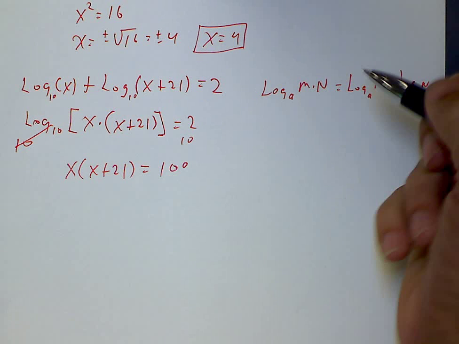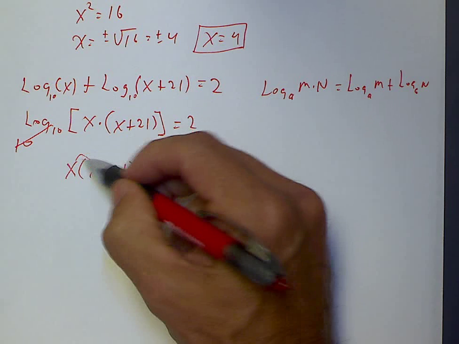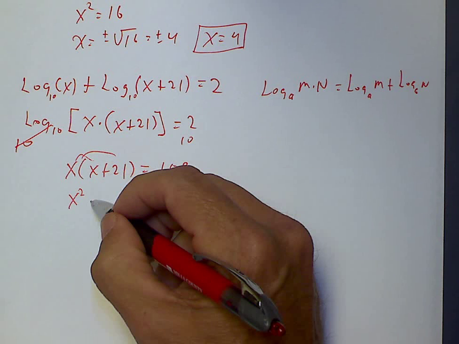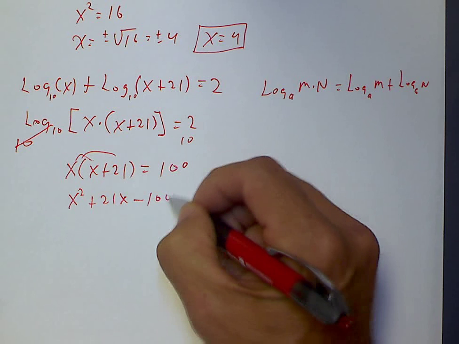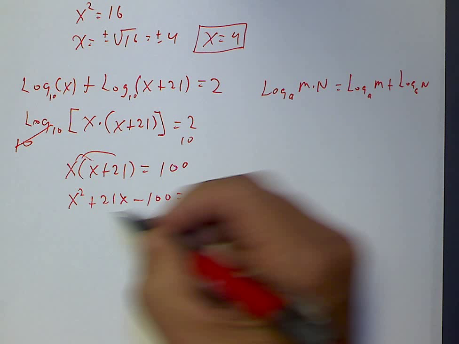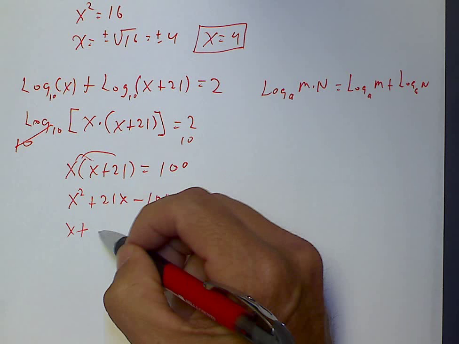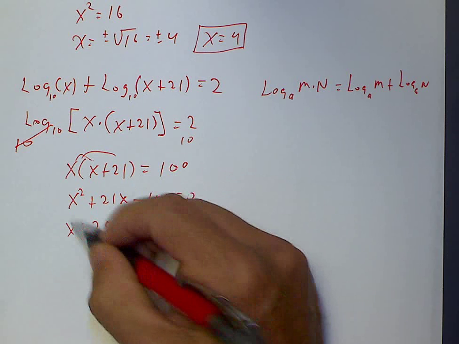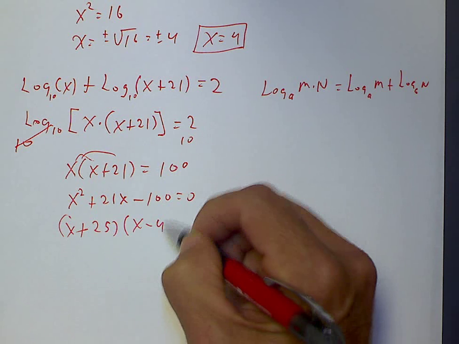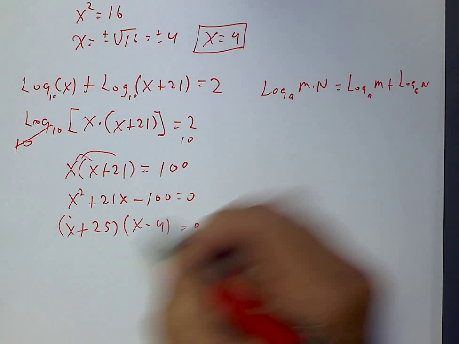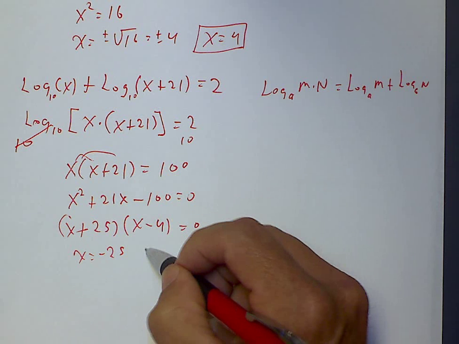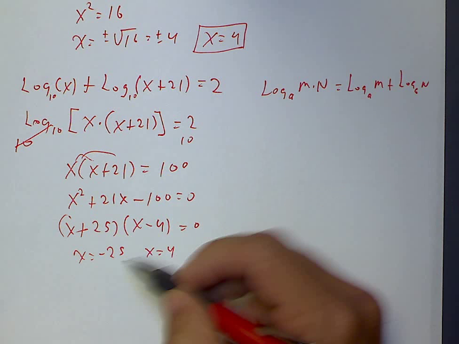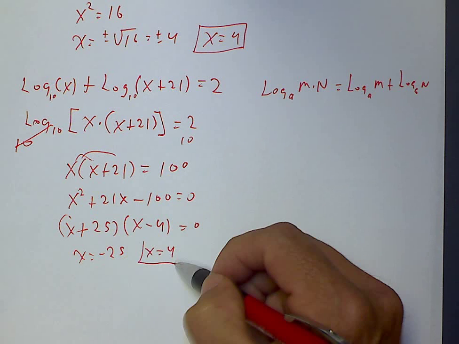To solve this, I need to factor. So distribute: x squared plus 21x minus 100 equals 0. That would be x plus 25 times x minus 4 equals 0. So x equals negative 25, and x equals 4. You can't have negatives, so x equals 4 would be your answer.